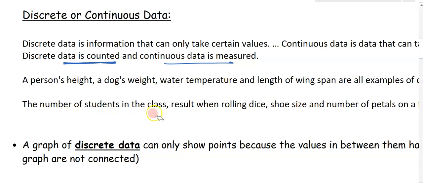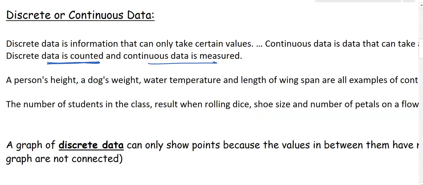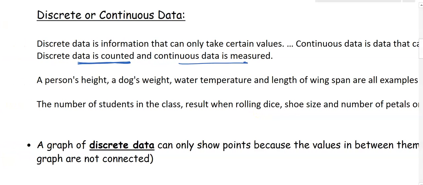The number of students in a class, the result when rolling dice, shoe size, number of petals are all things that have certain values only or can be counted, right? The number of outcomes of rolling the dice, right? It could be a 12, 11, but it couldn't be 11.5. Shoe size could be 7, 7.5, but it couldn't be 7.25, etc. So those are discrete data.